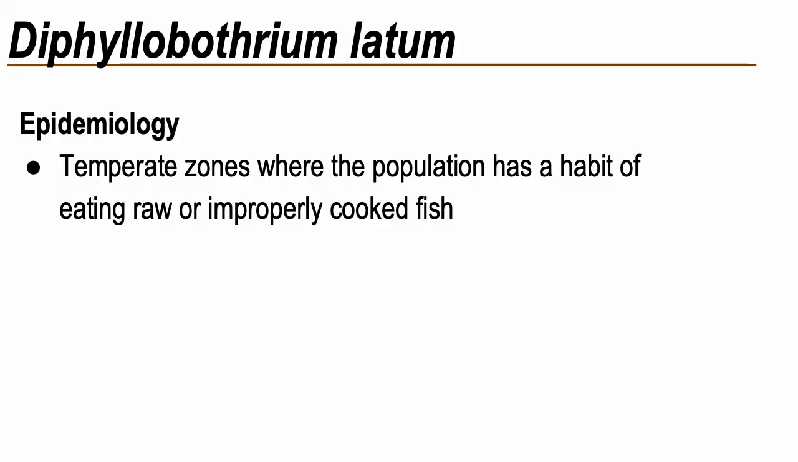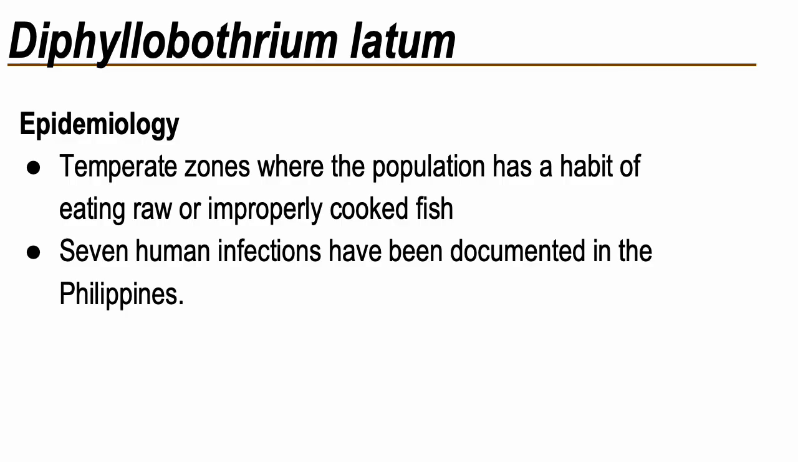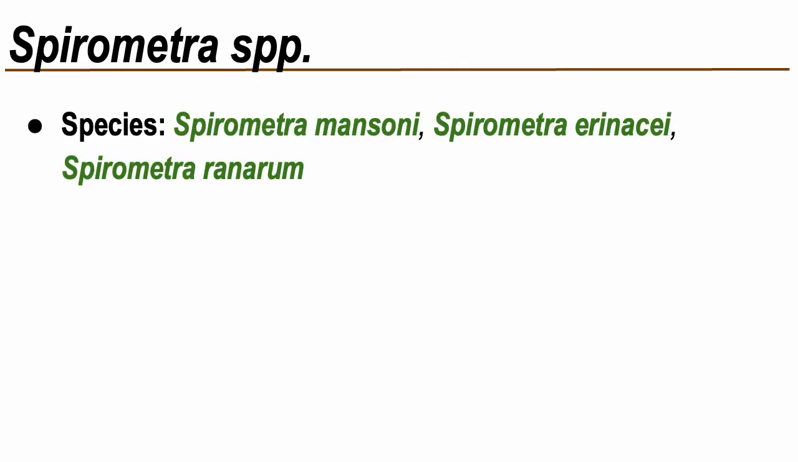So the latum is prevalent in temperate zones where the population has a habit of eating raw or improperly cooked fish. So in the Philippines, 7 human infections have been documented. And finally, the last species under Pseudophyllidea is the Spirometra species. There are a lot of Spirometra species in nature, but only these 3 are common to cause human infections. So we have Spirometra mansoni, Spirometra erinaceieuropaei, and Spirometra ranarum.